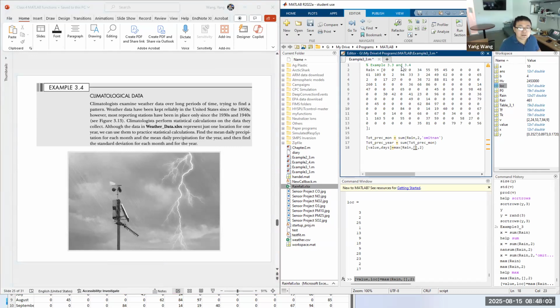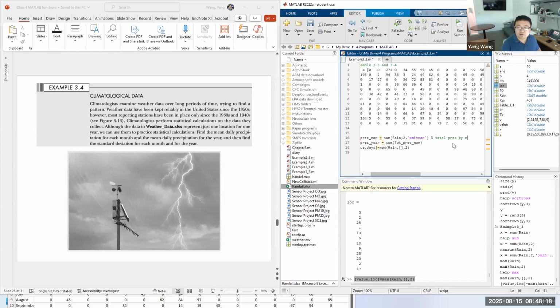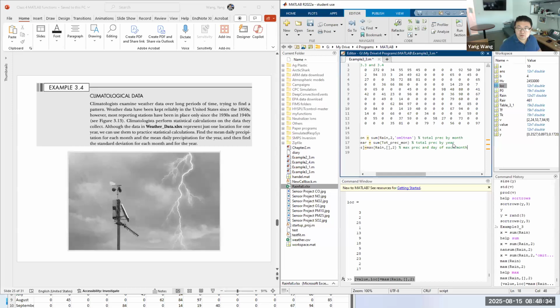Okay, so now it's asking us to find the mean daily precipitation for each month, right? So now we have to calculate the mean. Let's add our comments, right? Total precipitation by month. And here is total precipitation by year. And here is maximum precipitation and day of each month.